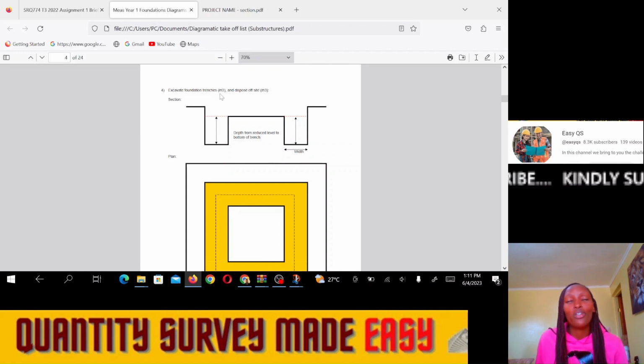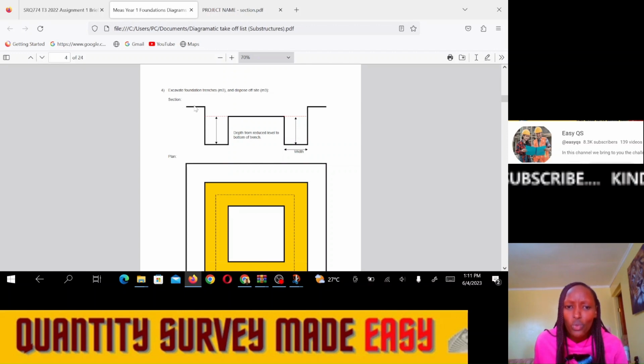Remember, we are using the NRM 2, the New Rules of Measurement. It states that the soil that is excavated from the trenches should be in meter cubed. I will show you in our next video how we read the NRM2 so that we can know what it really states. All right, where did we get this meter cubed from? So excavating the foundation trenches, we usually excavate from the reduced level.